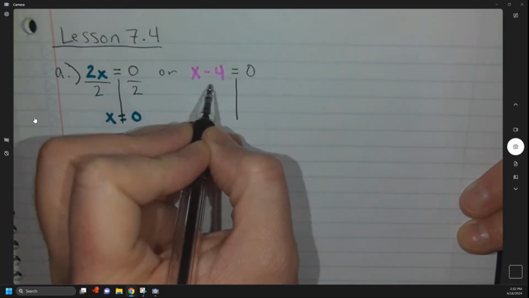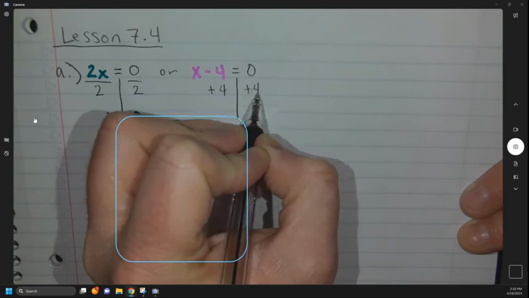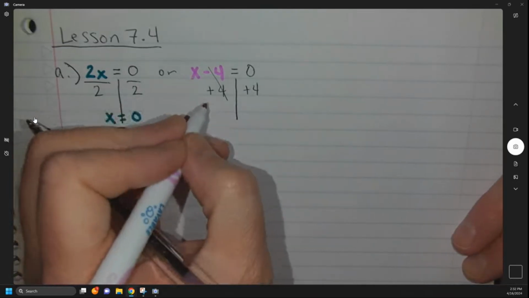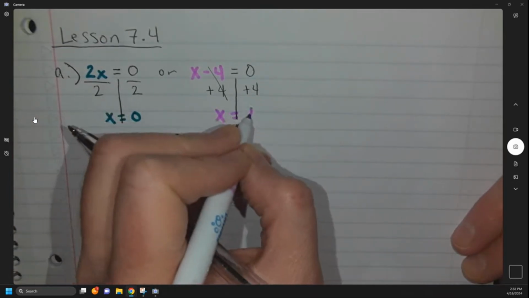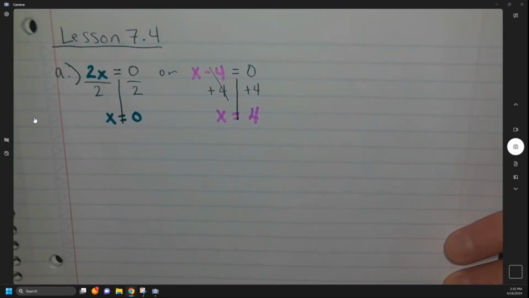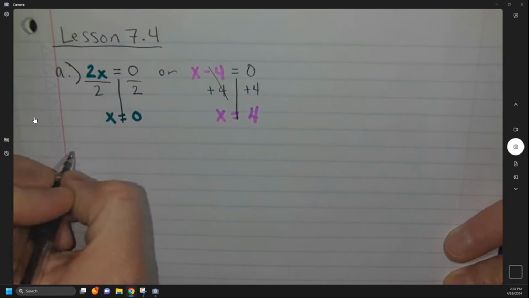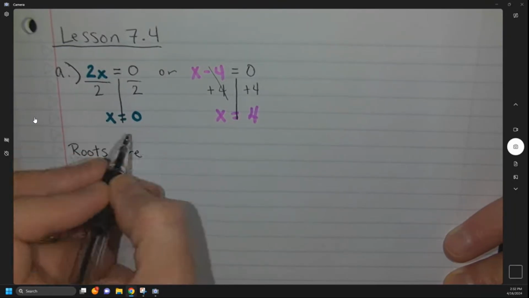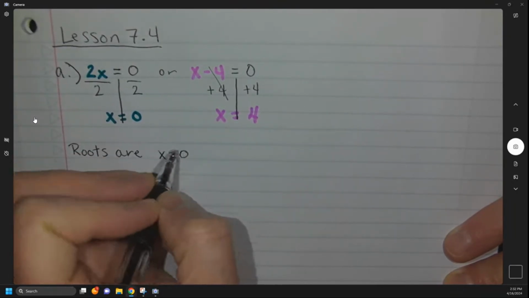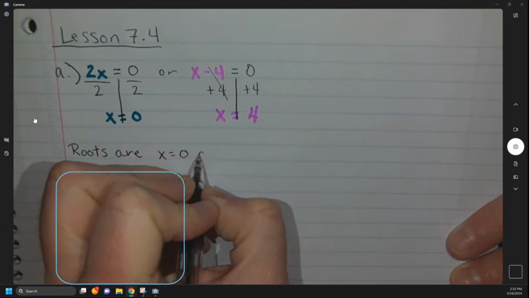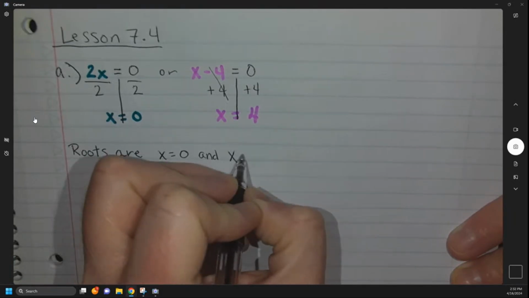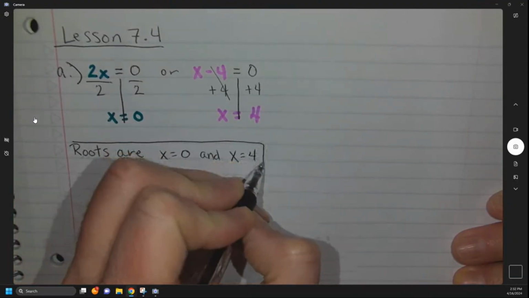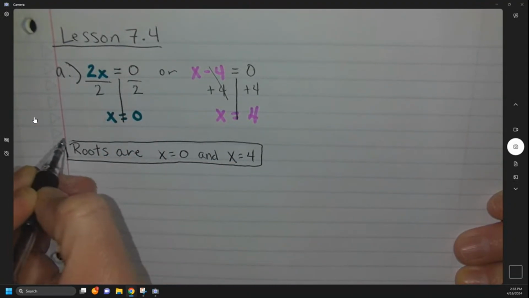On this side, we're going to add 4. So we know that negative 4 plus 4 is 0. So we find that x equals 4. So our solutions or our roots for this are that x equals 0 and x equals 4. So those would be the solutions, and we refer to those solutions as roots.